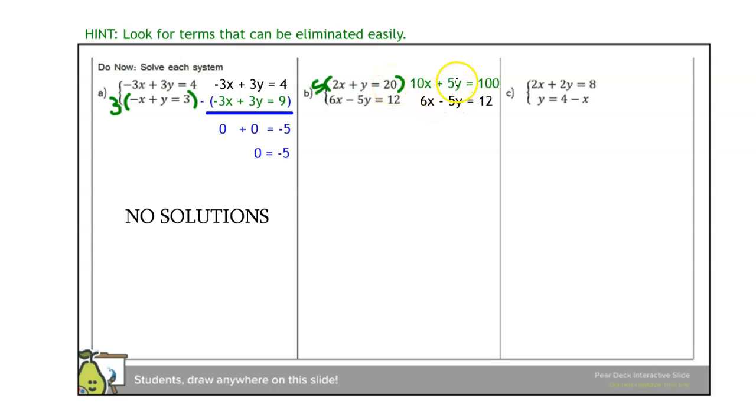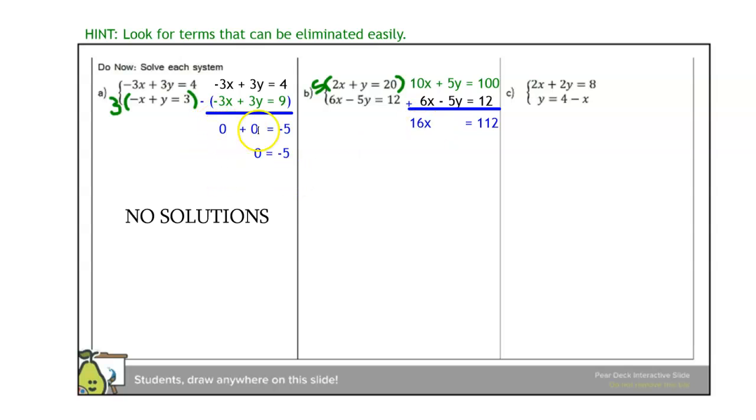All right, now I'm going to try to eliminate these two terms. Looks like I'm going to be adding this time because 5 plus negative 5 is going to give us 0. So here's the addition. And when we add vertically, 10x and 6x is 16x. 5y and negative 5y, these eliminate. I'm not going to write 0 like I did before because I already have something over here.